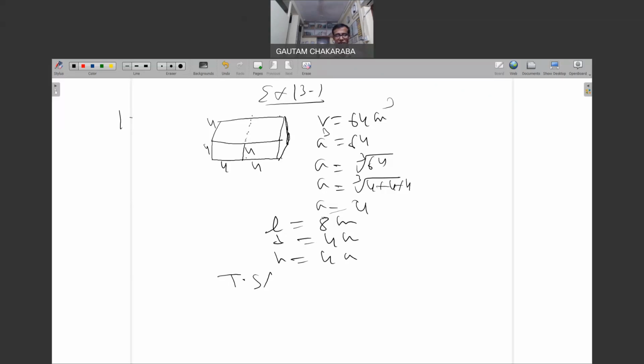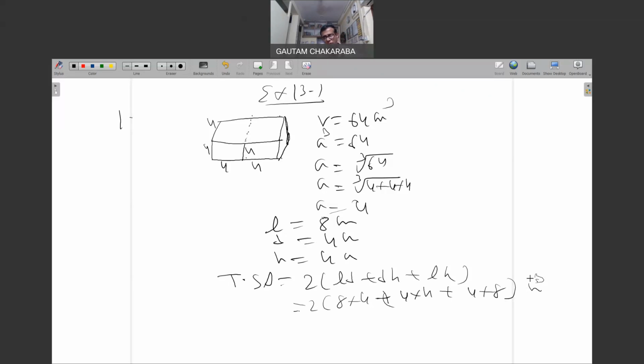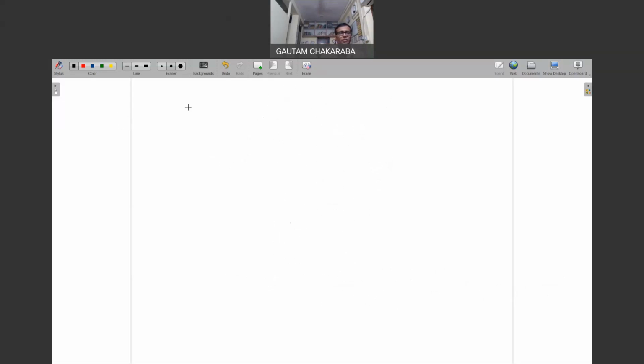So total surface area of cuboid is 2 into LB plus BH plus LH. Now after that, put the values one by one: 8 into 4, 4 into 4, plus 4 into 8. Now this is surface area, that is centimeter square. Okay, after that you calculate the result. Now I move to the next question, because this is a very short revision.